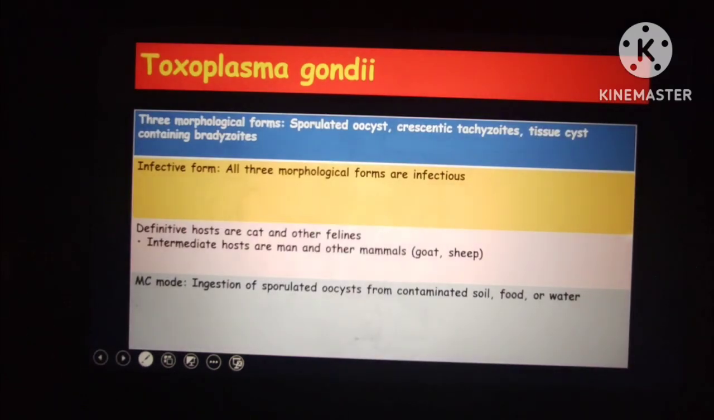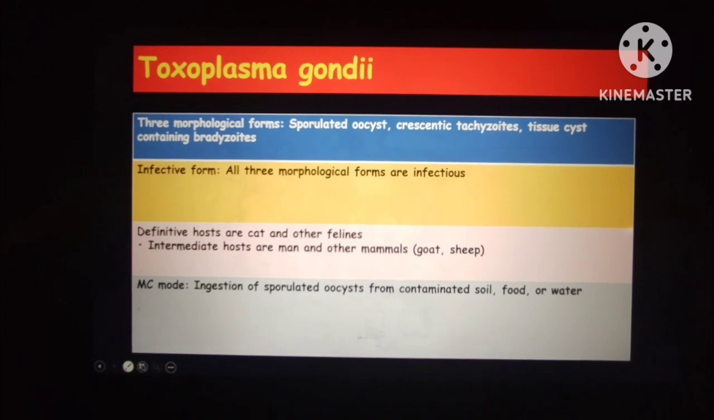Okay, next this is important, that is Toxoplasma gondii. See friends, in this there are 3 morphological forms: sporulated oocyst, tachyzoites and bradyzoites. Here all 3 stages are infectious. The definitive host, always remember, in toxoplasmosis is the cat. The intermediate hosts are man and other mammals. Transmission is by ingestion of the sporulated oocyst, usually from contaminated soil, food or water.